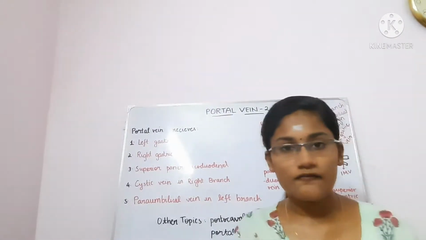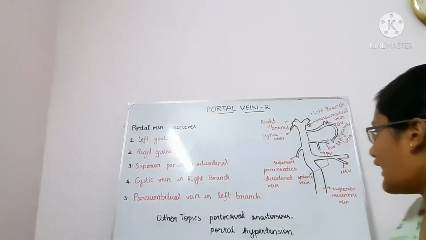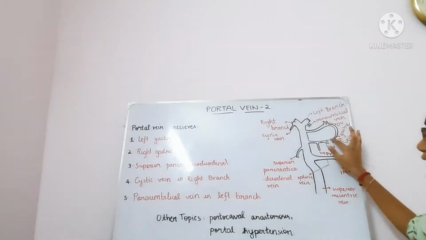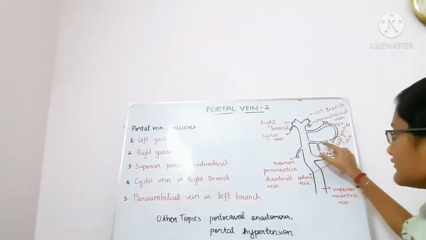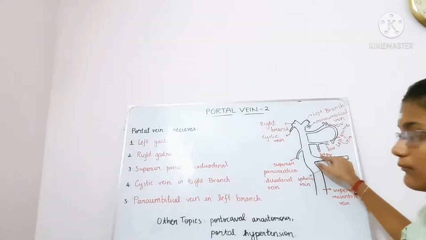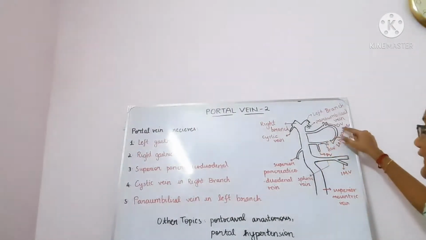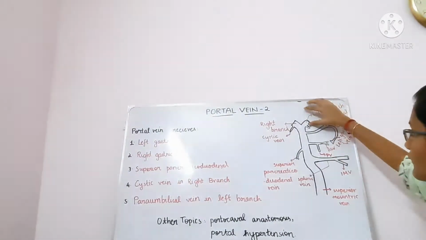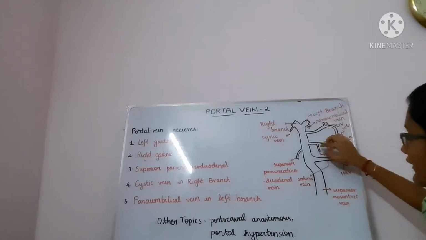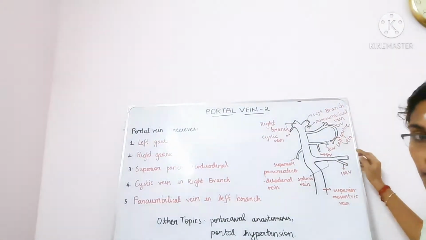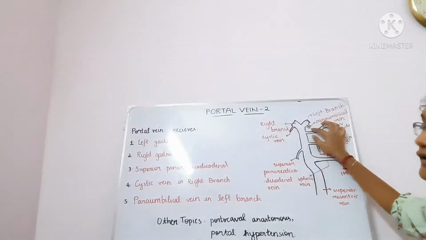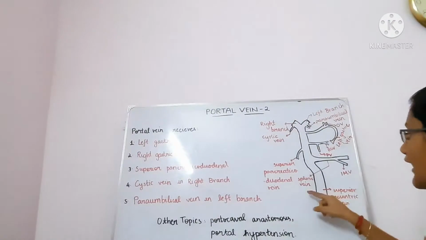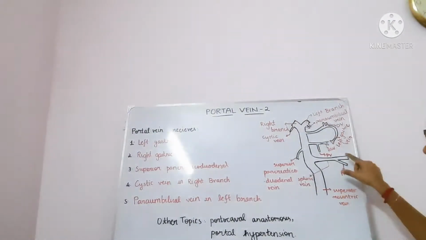So totally there are 5 tributaries for the portal vein. These are the superior pancreatico-duodenal vein, and then the left gastric vein and right gastric vein, which anastomose with each other, and the prepyloric vein of Mayo, which drains into the right gastric vein, and the esophageal veins, which drain into the left gastric vein. So this is how the stomach is over here. The stomach will be here, and the pancreas will be below the stomach. The paraumbilical vein will drain into the left branch, the cystic vein will drain into the right branch, and the inferior mesenteric vein will drain into the splenic vein.